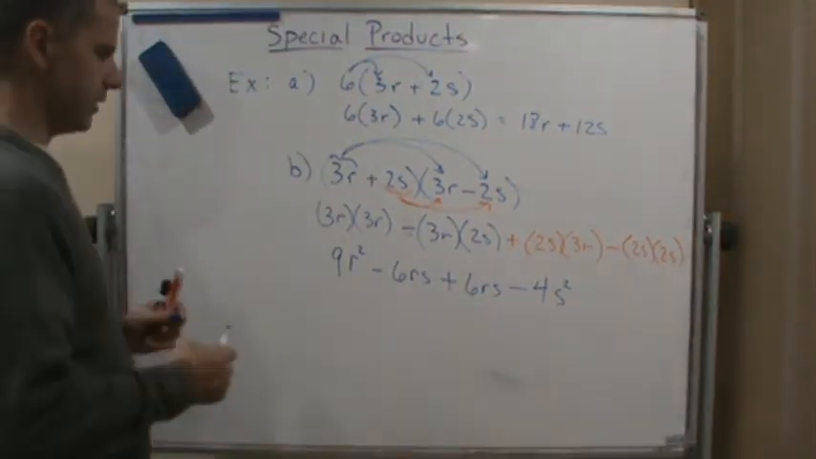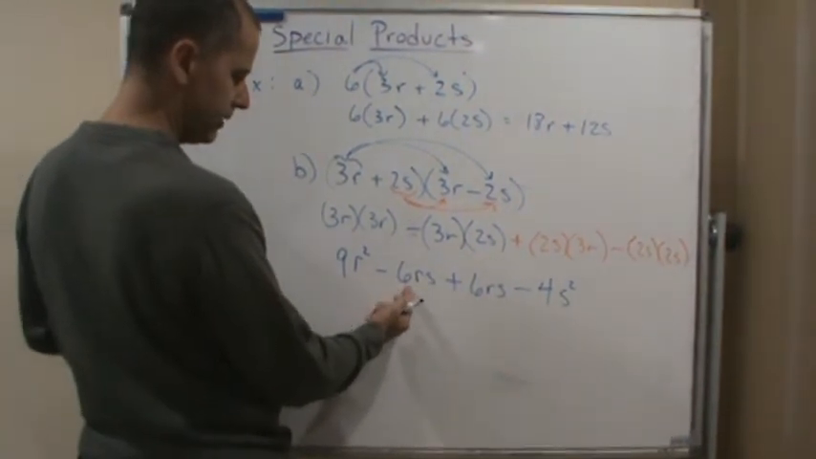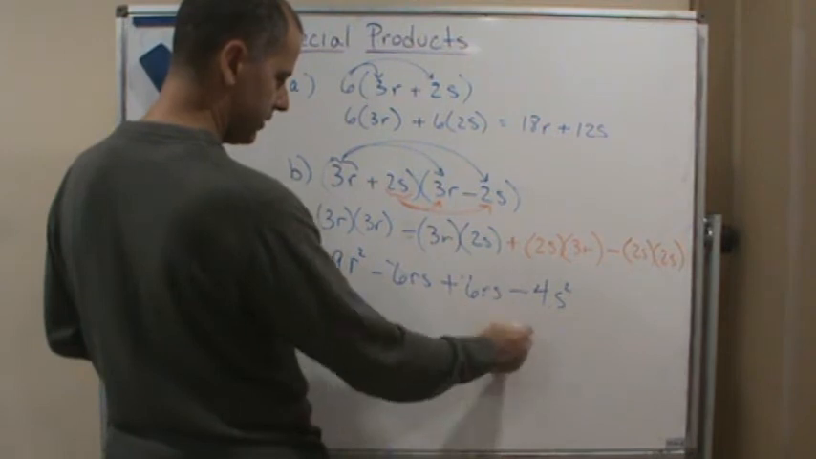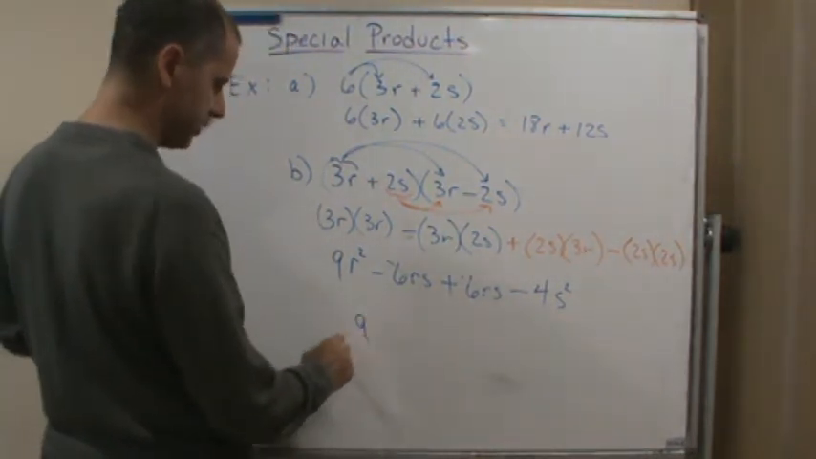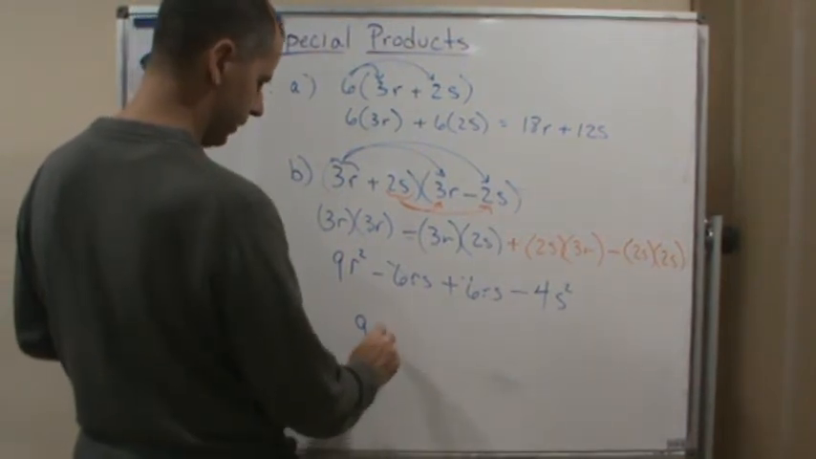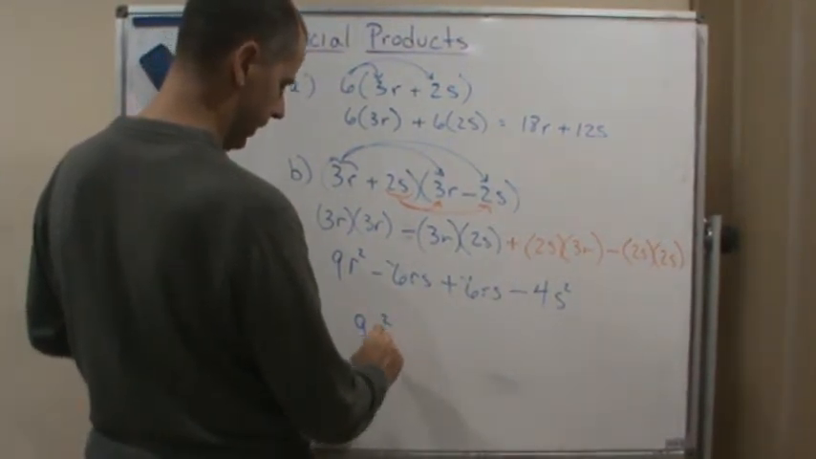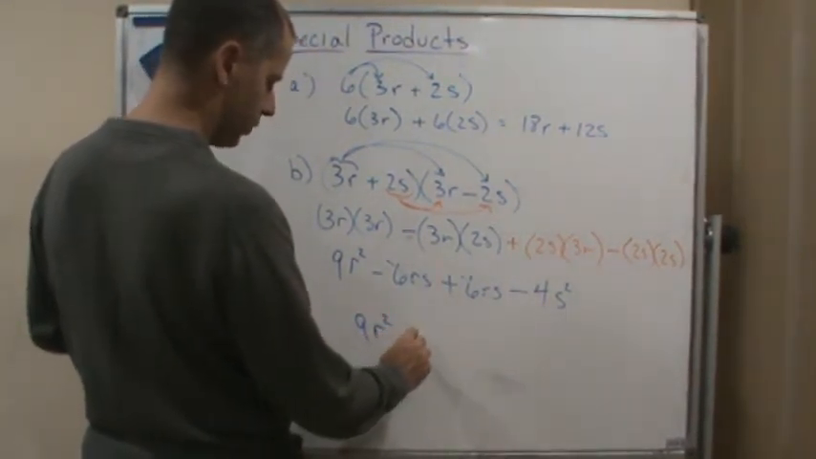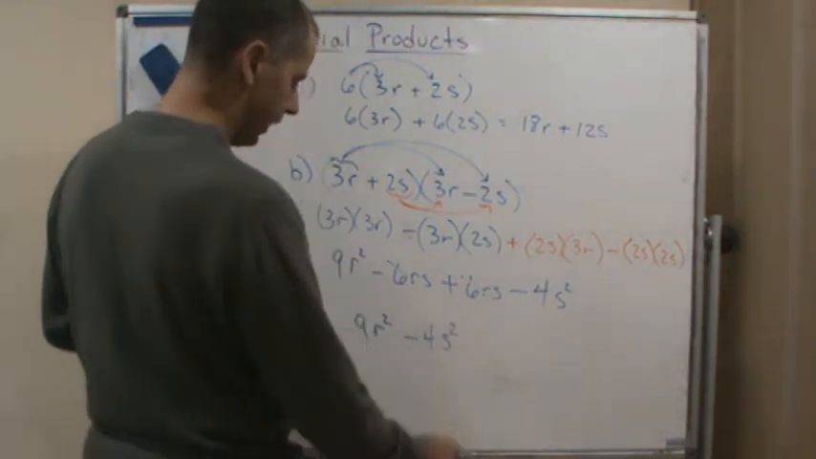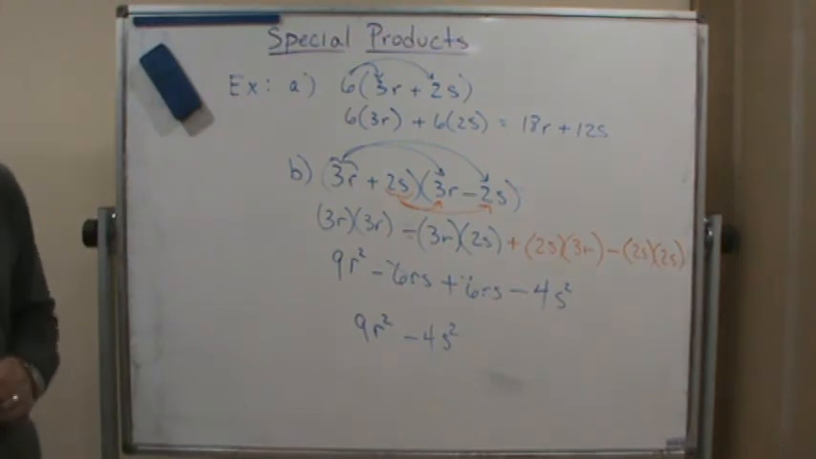And notice what happens here in the middle. We get a minus 6rs, we get a plus 6rs, and so these cancel each other out. We end up with just the squares of the ends with a subtraction. So we get 9r squared minus 4s squared. And this is known as the difference of two squares.